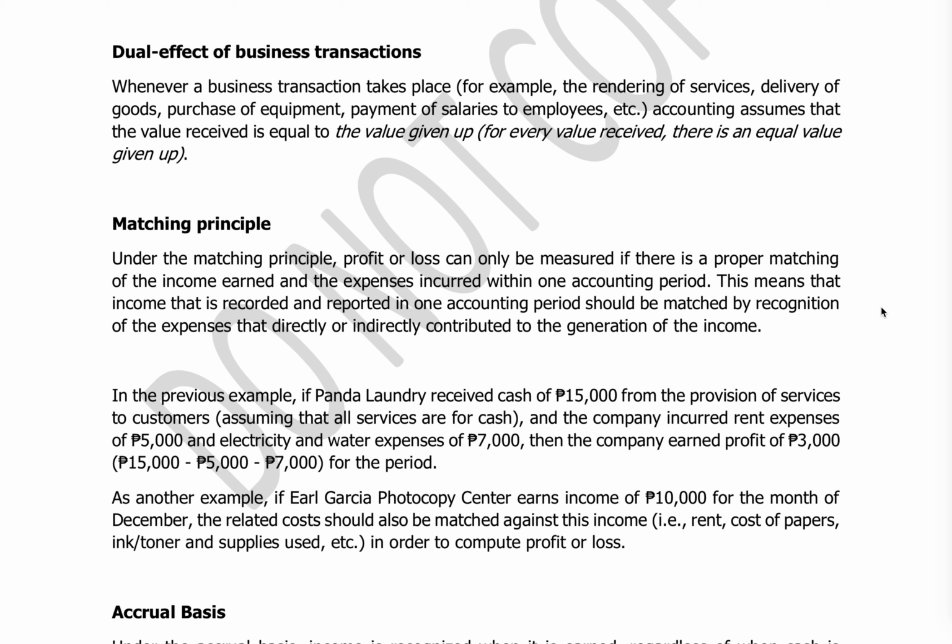How about dual effect of business transactions? So, ito na. Pag sabi mong dual effect, double entry system. Yan, dual effect. Laging dalawa ang naapektuhan. Saan? Whenever there is a business transaction that takes place, accounting assumes that the value received is equal to the value given up. So, laging ganon. Kung may natanggap na asset or property, may give up din. Okay? Example.